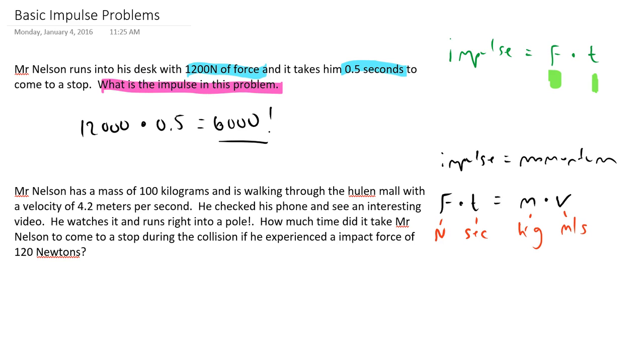So read the problem. We see that, again, Mr. Nelson has a mass of 1,000 kilograms and is walking through the Hewlin Mall with a velocity of 4.2 meters per second. He checked his phone and sees an interesting video. He watches it and runs into a pole because he's not paying attention. How much time?